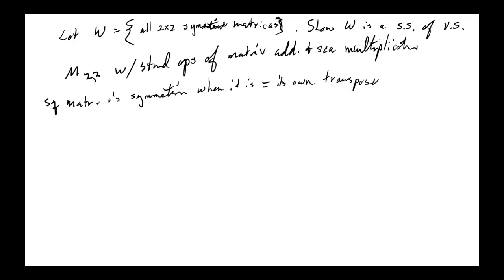Now, M22 is a vector space. That's the set of all 2x2 matrices. So certainly, this is a subset of that. W is a set of all 2 by 2 matrices that are symmetric matrices.